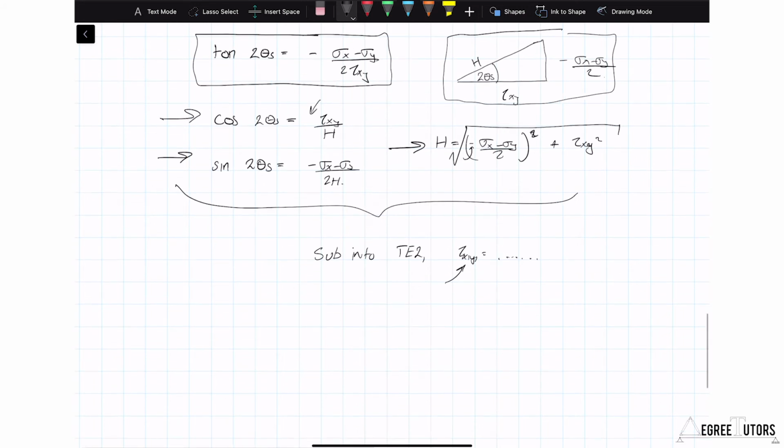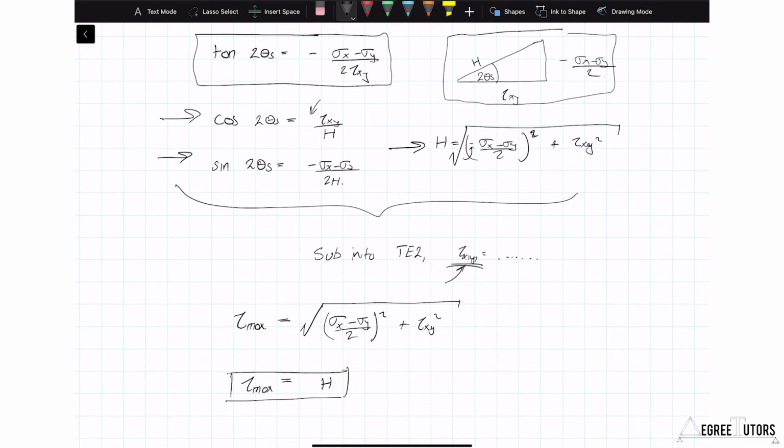So again, it's just a little bit of algebra, so we've seen it once, so I'll skip the steps. But basically, when you take those values and sub them into our equation for tau x1 y1, what do you get? You get tau max. I'm calling it tau max now. It's going to be the square root of (sigma x minus sigma y over 2) squared plus tau xy squared, and that's no surprise, that's equal to h. So tau max, the maximum value of the shear stress, happens to be h.